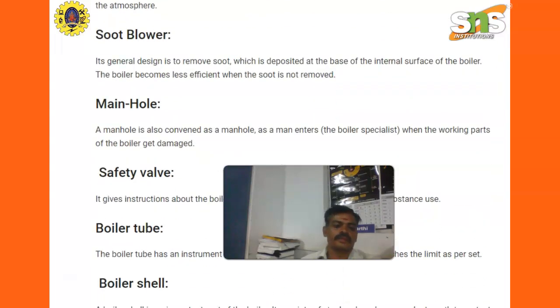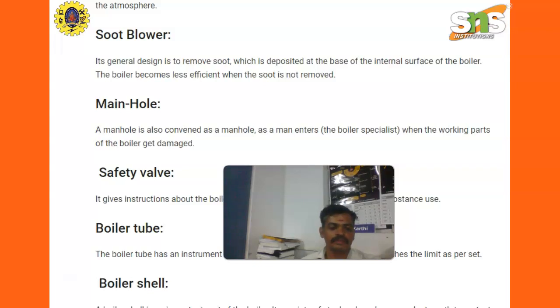Next one is the manhole. The manhole is so named because a man enters through it, such as a boiler specialist, when the working parts of the boiler get damaged.